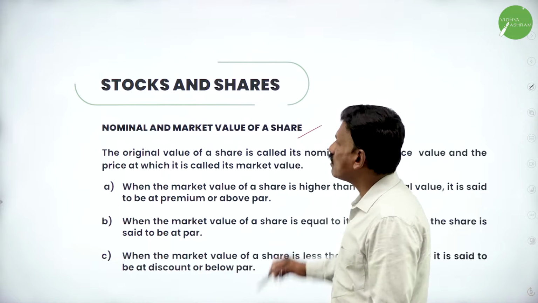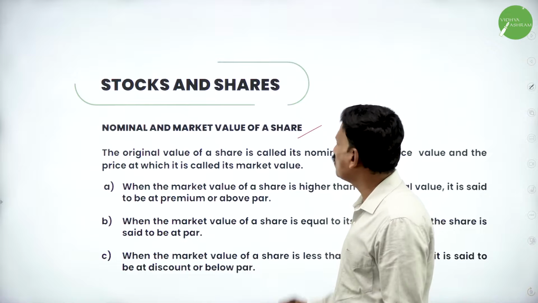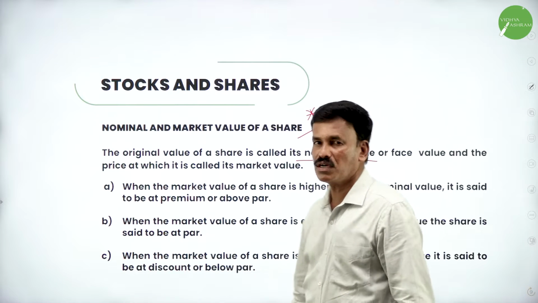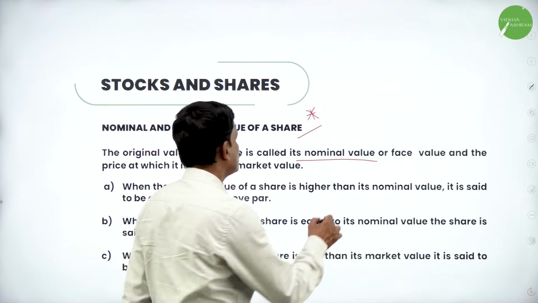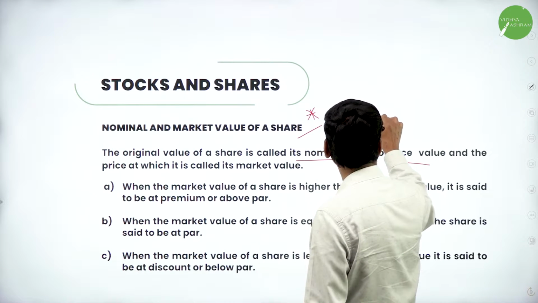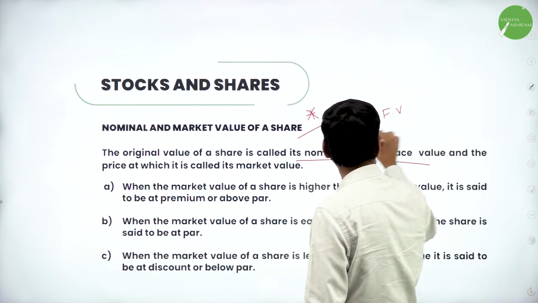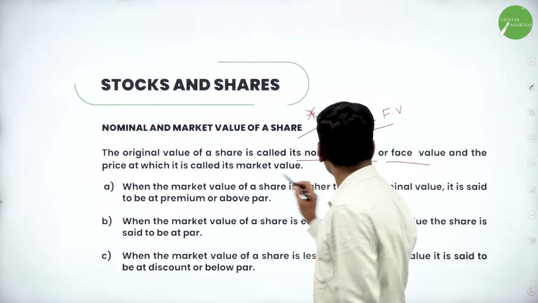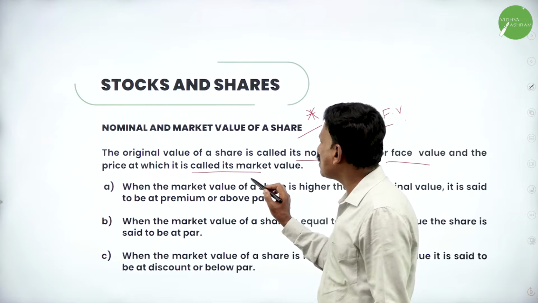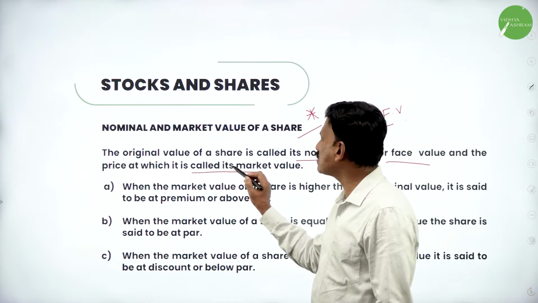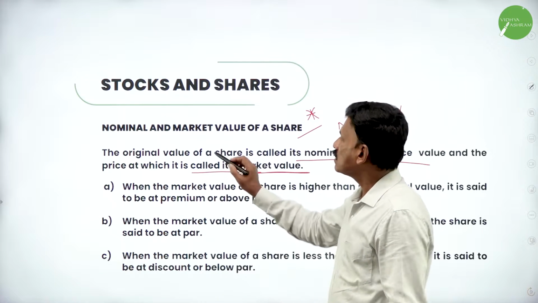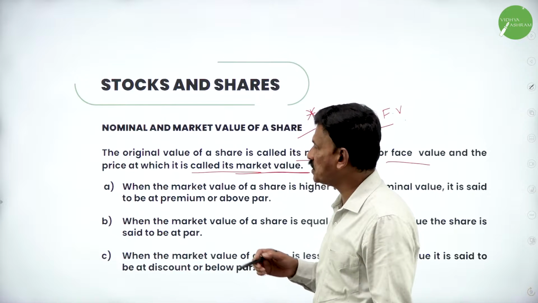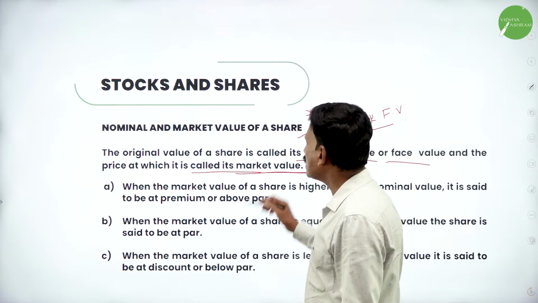Now, nominal and market value of a share. This is an important concept. The original value of a share is called the nominal value, or it is also called the face value of the share. And the price at which it is traded is called the market value. The nominal value or face value is nothing but the original value of a share, and the price at which it is traded is the market value.